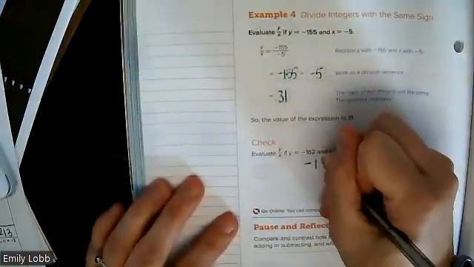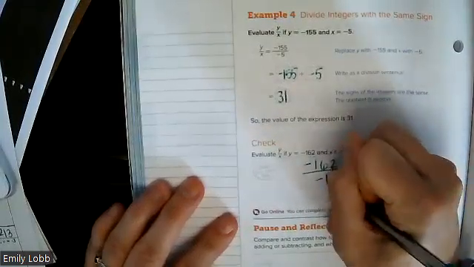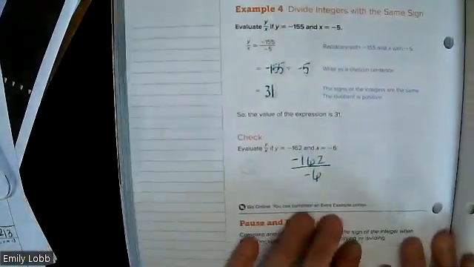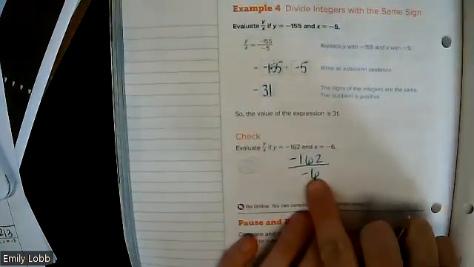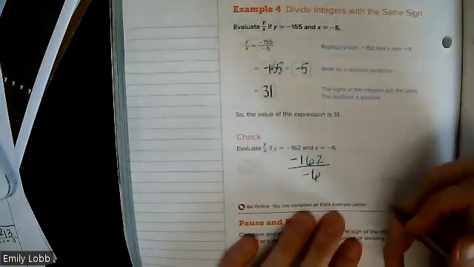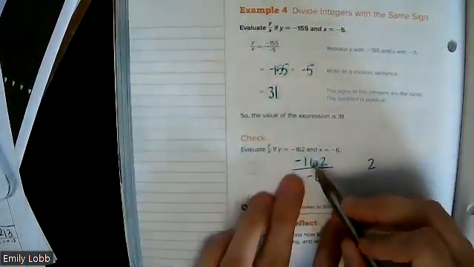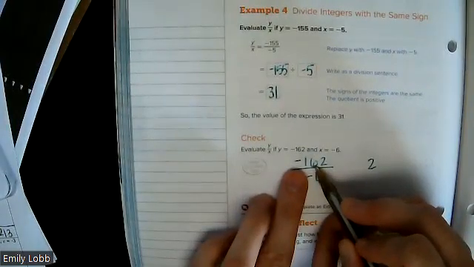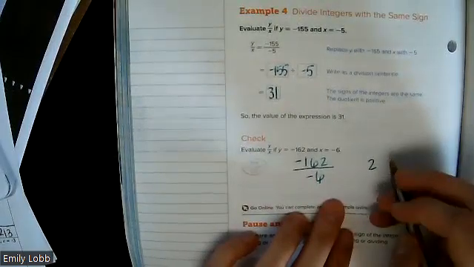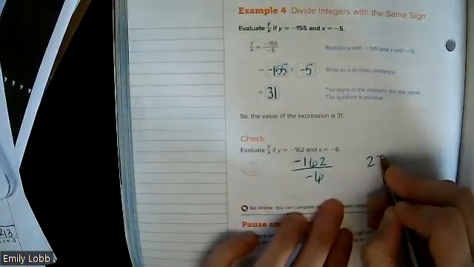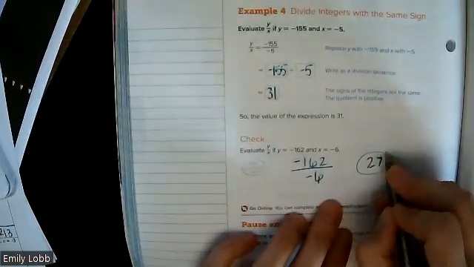So this is negative 162 over negative 6. How many times can 6 go into 16? Twice, which is 12. So I'm left with a 4, bring down the 2. How many times can it go into 42? 7. And that is going to be positive.